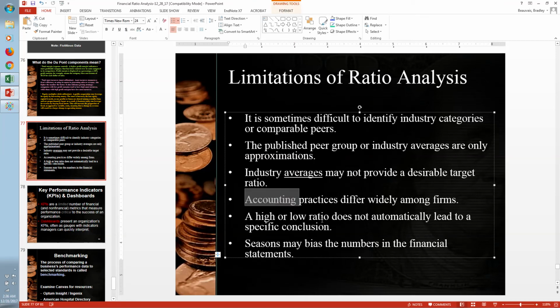I mentioned this about accounting practices. A higher or lower ratio doesn't automatically lead to a specific conclusion. You will find as you start to look at ratios across an organization, some are going to be pointing in a positive direction, some are going to be pointing in a negative direction. The difficulty is in interpreting those changes, those adjustments, and helping to explain why they sometimes are telling us two different stories at the same time.